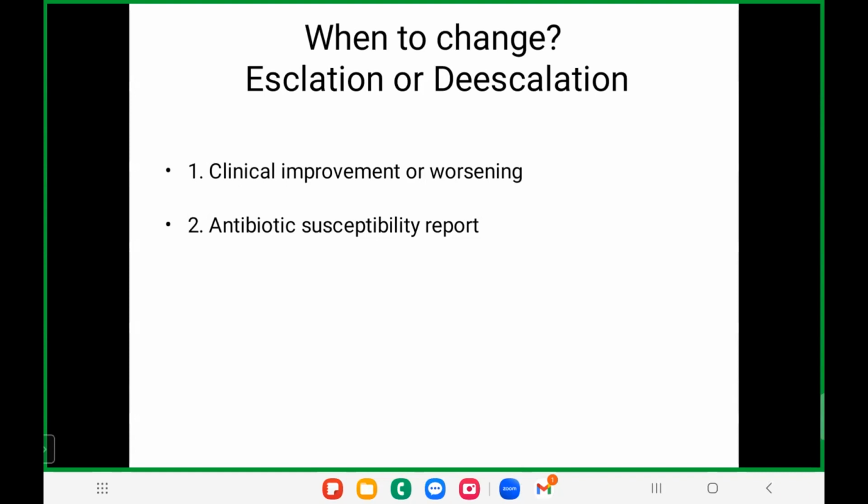So many times with the antibiotic report, rather than escalating, you need to de-escalate, because nowadays we are aggressive in starting antibiotics. So mainly this antibiotic report will tell us that you don't need that higher antibiotic, and you need to go down to a narrow spectrum antibiotic.